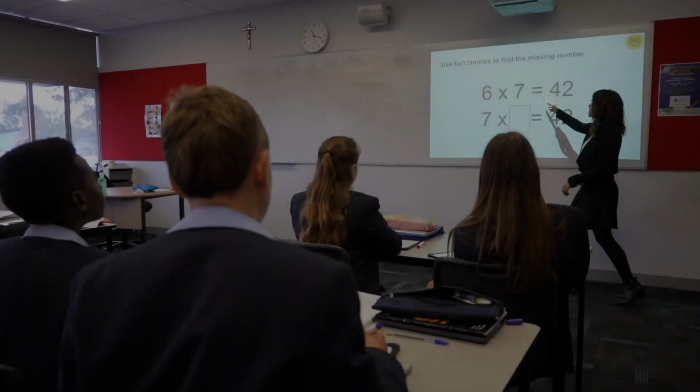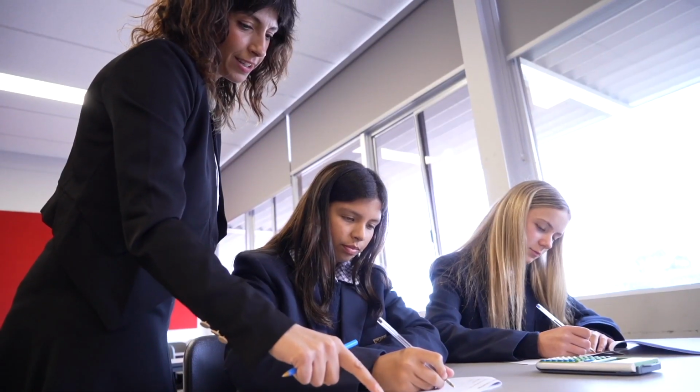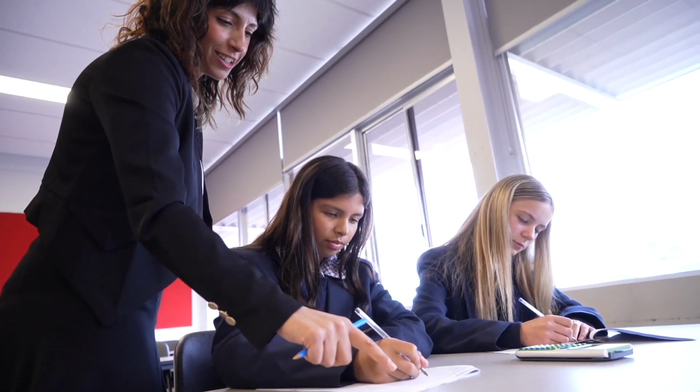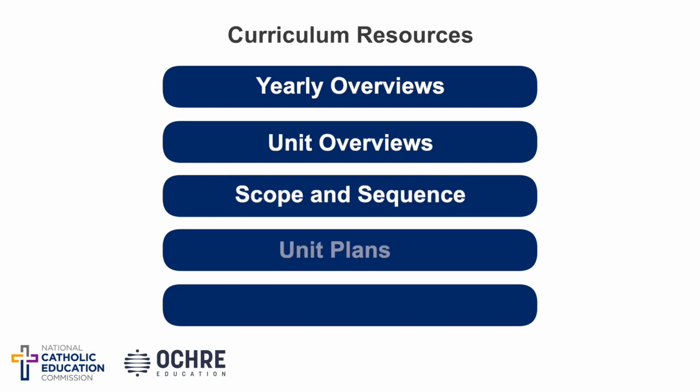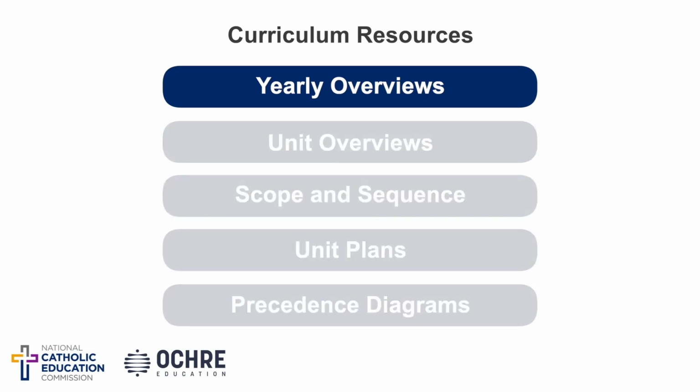In this video, I'm going to introduce the Year 7 and 8 curriculum planning resources, created as part of the Mastery in Mathematics project. These resources are designed to supplement and support existing teaching. They build on the work already undertaken by systems, schools, teachers, support teachers to make instructional decisions. We have 5 types of curriculum planning resources: the yearly overview, unit overviews, scope and sequence, unit plans, and precedence diagrams. First, let me introduce you to the overarching document in the resources, the yearly overview.